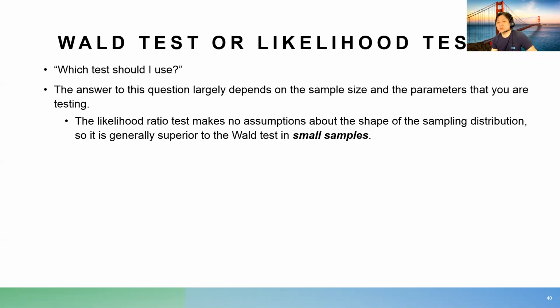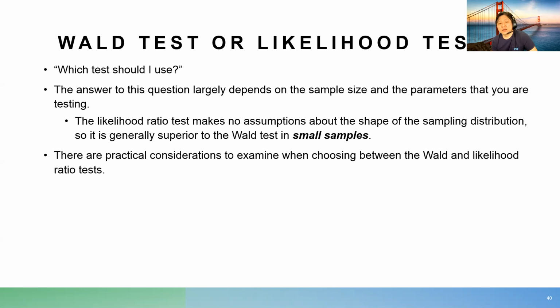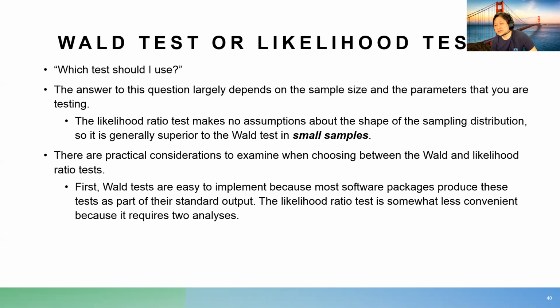If you have a large or moderate sample size, it doesn't matter. But for small sample sizes, it's better to use a likelihood ratio test. There are also practical considerations when choosing between a Wald test and a likelihood ratio test. First, Wald tests are easy to implement, because most software just provides the t-value and p-value. You don't need to do another analysis or compare two different models. The Wald test just runs with a single model. But the likelihood ratio test is somewhat less convenient because it requires two different models. You can still use the anova function in R, so it's easy.